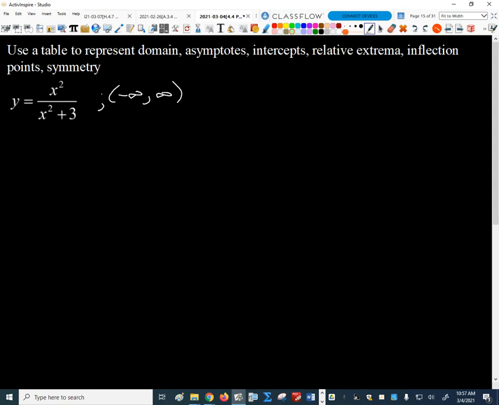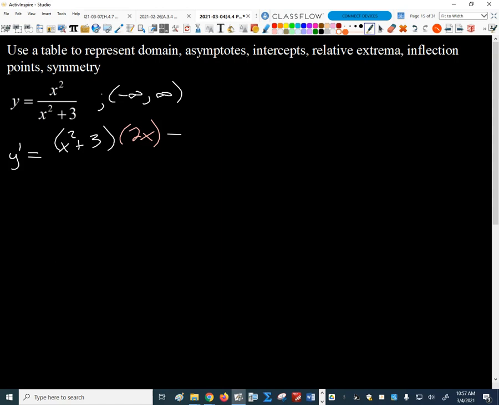Okay, so let's differentiate here. y is equal to x squared over x squared plus 3, so let's calculate y prime. Kyle, help me out with this. Let's differentiate this. What rule are we going to use to differentiate this? Quotient rule. Good. So what do we get? x squared plus 3 times 2x minus 2x times x squared, divided by x squared plus 3 squared.